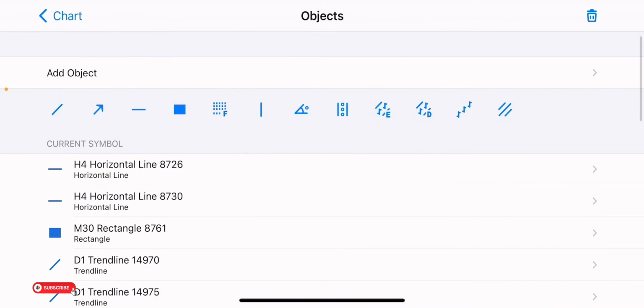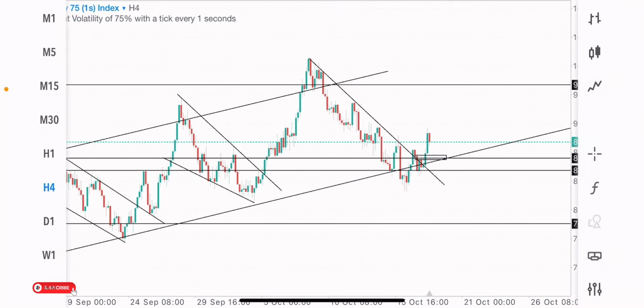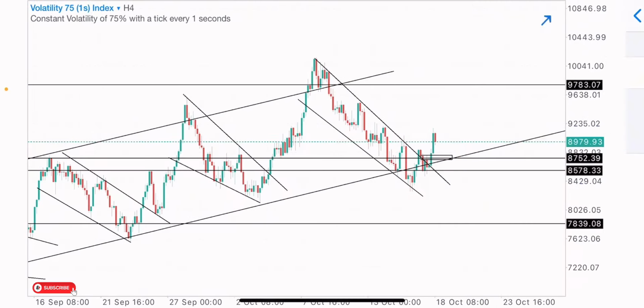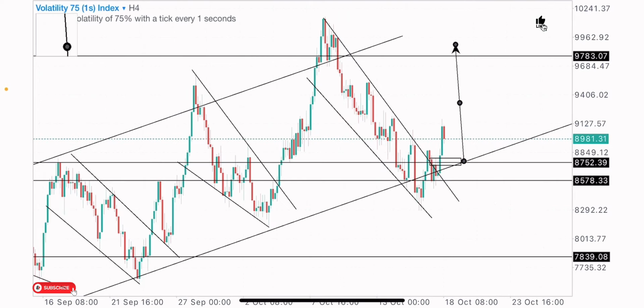So currently we've got a new pattern, which is the same descending channel, and we expect the buy move to follow up. I've already gotten the breakout of this channel at this point. So basically I expect this index to buy to as high as the level of 9,783, right?